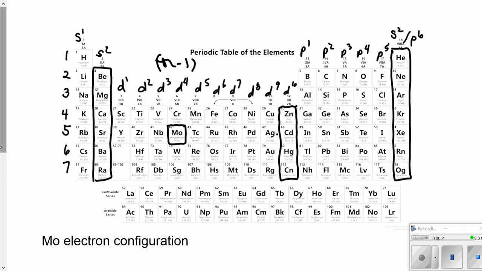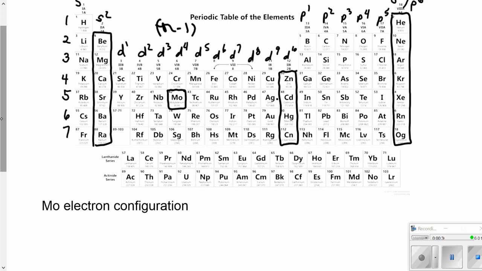To write the electron configuration, you'll notice that I have rectangles around the completed orbitals. And so you continue across the periodic table until you hit the element that you want, but you stop and record at the end of every completed shell. So we're trying to get to number 42. We start at hydrogen. We don't stop there. We stop at helium. And we look at the little numbers.